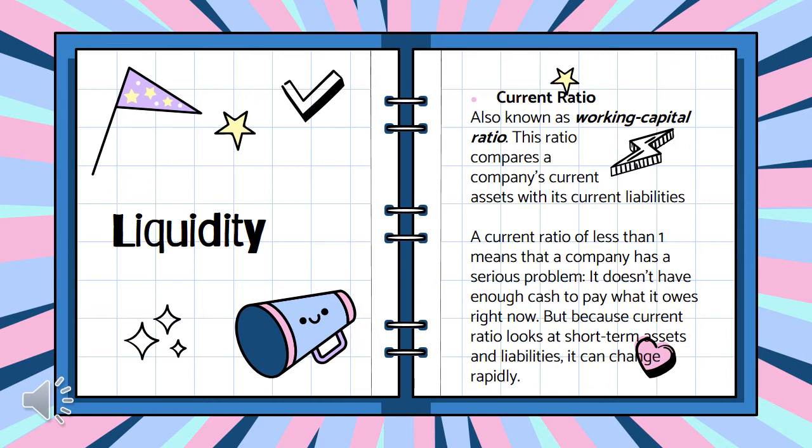But because current ratio looks at short-term assets and liabilities, it can change rapidly. For example, if you bill your customers at around the same time every month, you will likely get a ton of payments shortly after the invoices go out, which will increase your current ratio dramatically. But once those timely customers have paid, the flow of revenue will shrink and your current ratio will drop again.